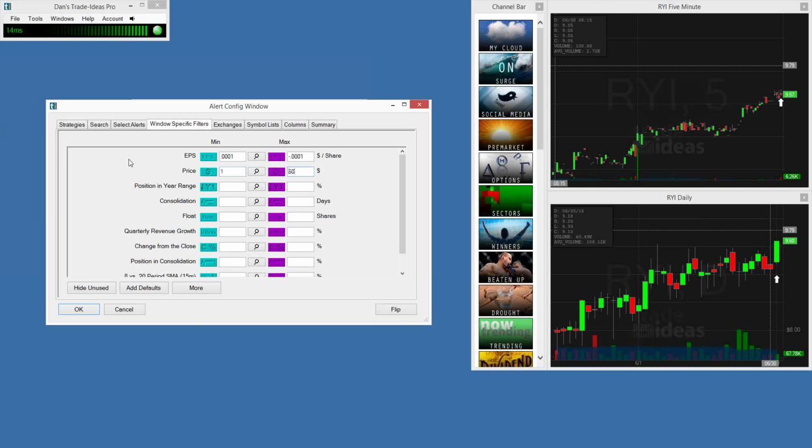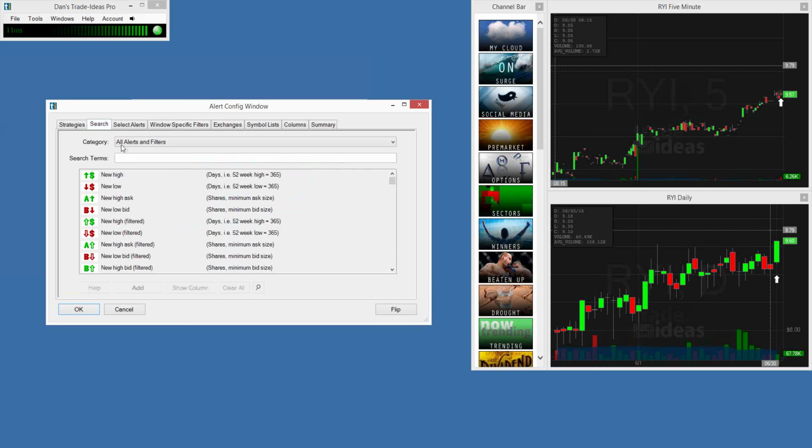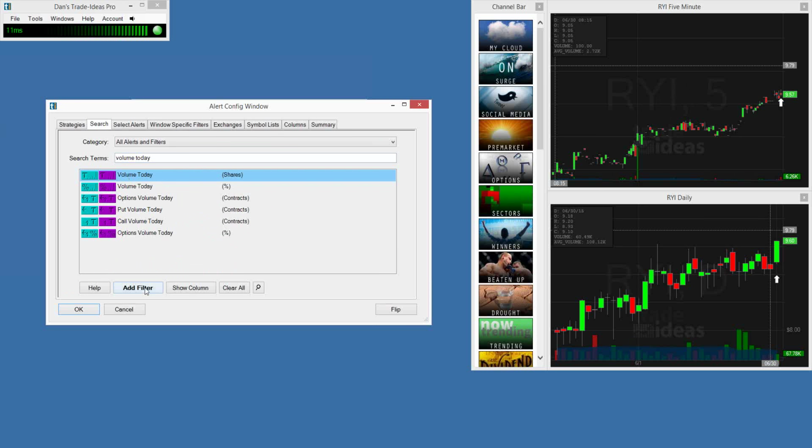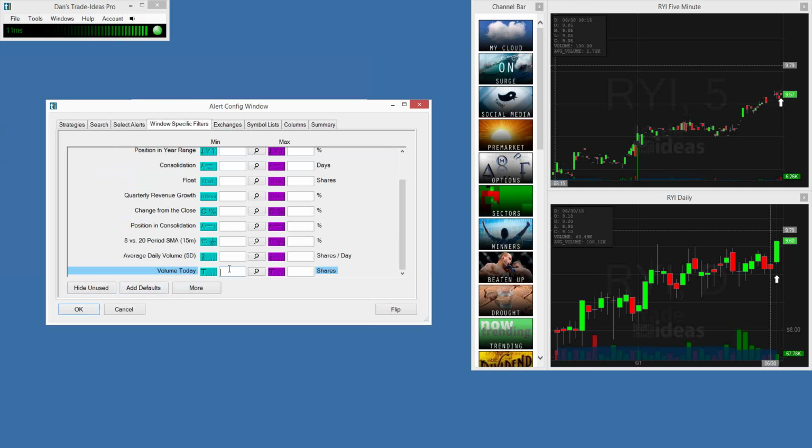One of my favorite filters, and this is a concept that I think gets overlooked a lot because people look at averages, is one called volume today. The reason I really like this is that some people are so concerned about having a steady rate of volume that they forget that when news hits, a stock that maybe trades 50,000 shares a day on average can all of a sudden trade 300,000 or a million or 2 million.